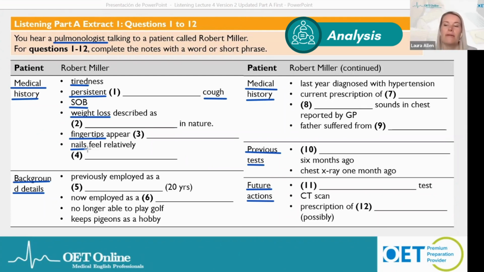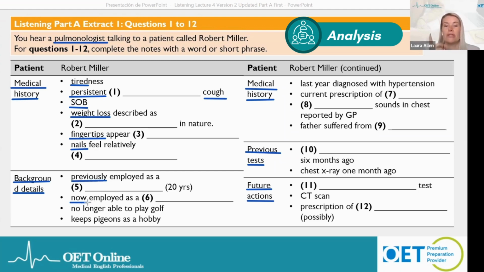Okay. Background details. Okay, number 5 then, previously employed as a, who knows exactly, as Gareth says, any profession, right? We don't know what his profession is or was because it's previously. Okay, but do be careful because we've got previously and we've got now.